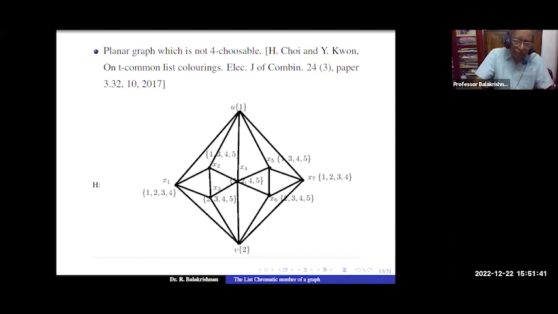Now, this example was given by Choi and Horn on common list colorings. The Electronic Journal of Combinatorics, appeared in 2017.